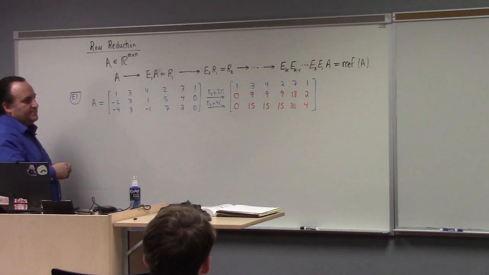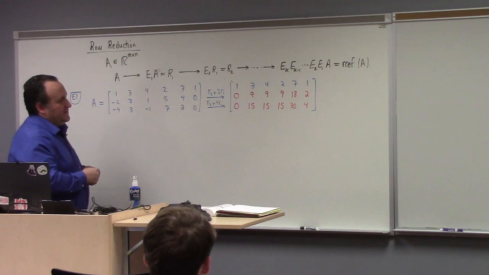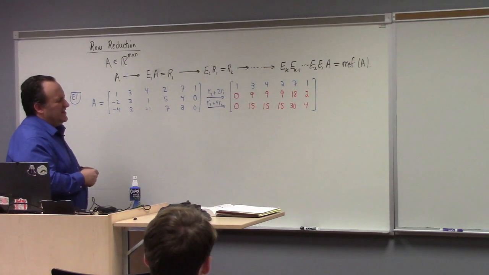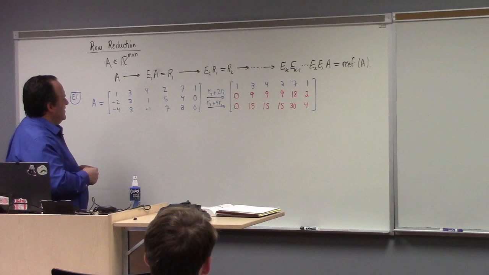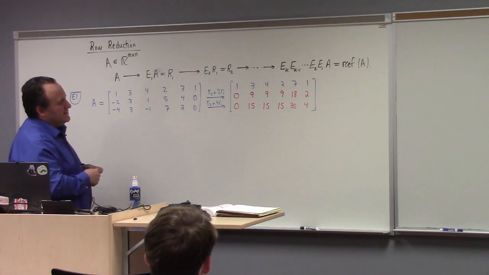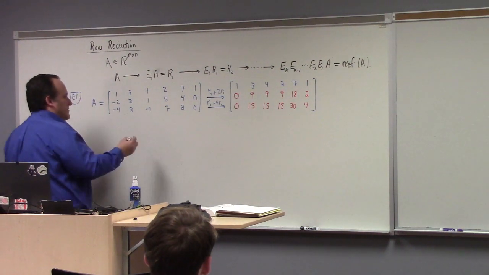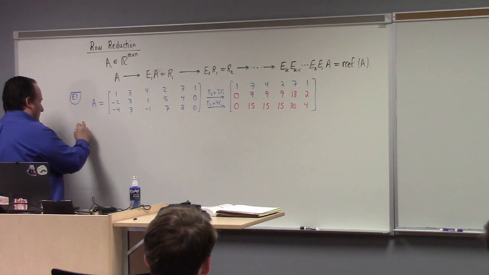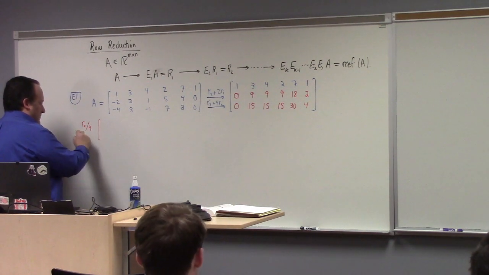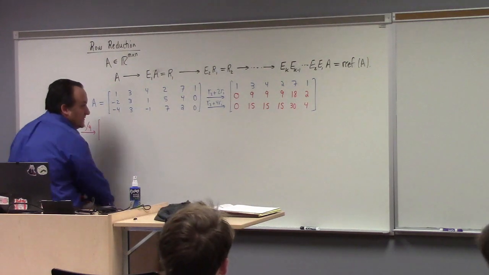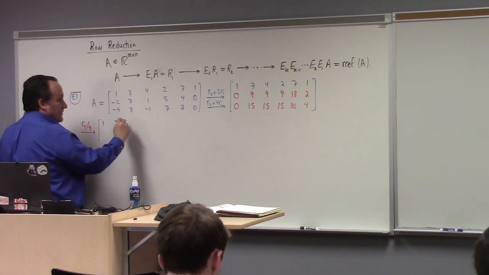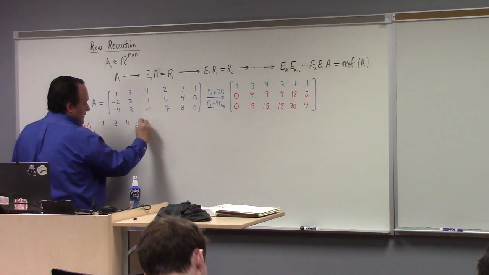Next up, I would suggest we... Ew. Really? Oh, man, how'd that happen? Okay. I'm going to divide by 9. Row 2 over 9. I hate fractions. Okay, so that's going to give us a 1, 3, 4, 2, 7, 1.